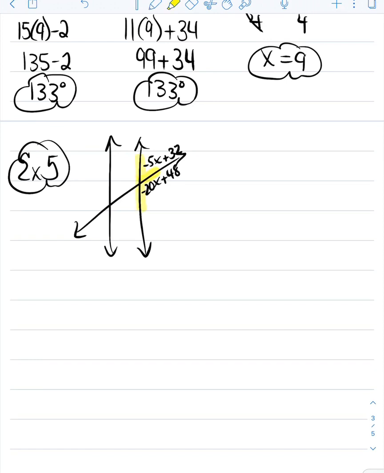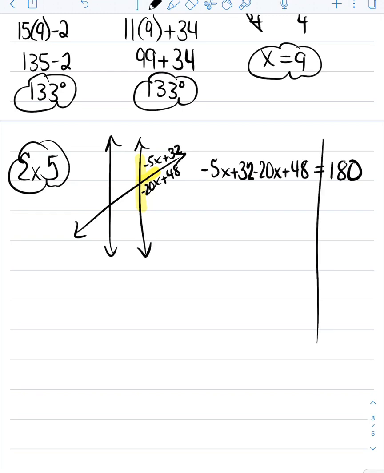Well, when I do that, I notice that these two are side by side and they make a straight line. So I'm going to add these two together and set that equation equal to 180. That's the only one. If they're side by side like that, they're going to equal 180. So I have negative 5x plus 32 plus negative 20x plus 48. So that's my equation. I'm adding everything together, setting it equal to 180 because those are straight angles.